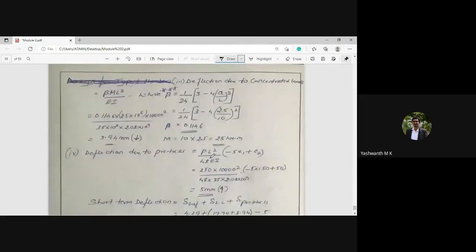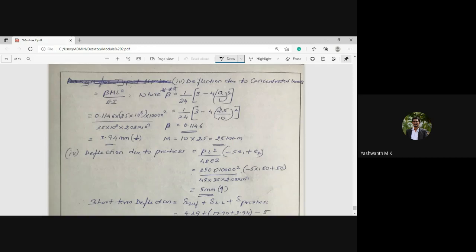So let me substitute. In the examination, you need to be very careful. If you substitute 5 into 50 plus 150 in a hurry, you are going to lose marks. That means the problem will become wrong from this instance. So we need to be very careful while substituting each parameter. So minus 5 into mid-span eccentricity plus support eccentricity. So the answer will be 5 millimeter, which will be acting upwards.